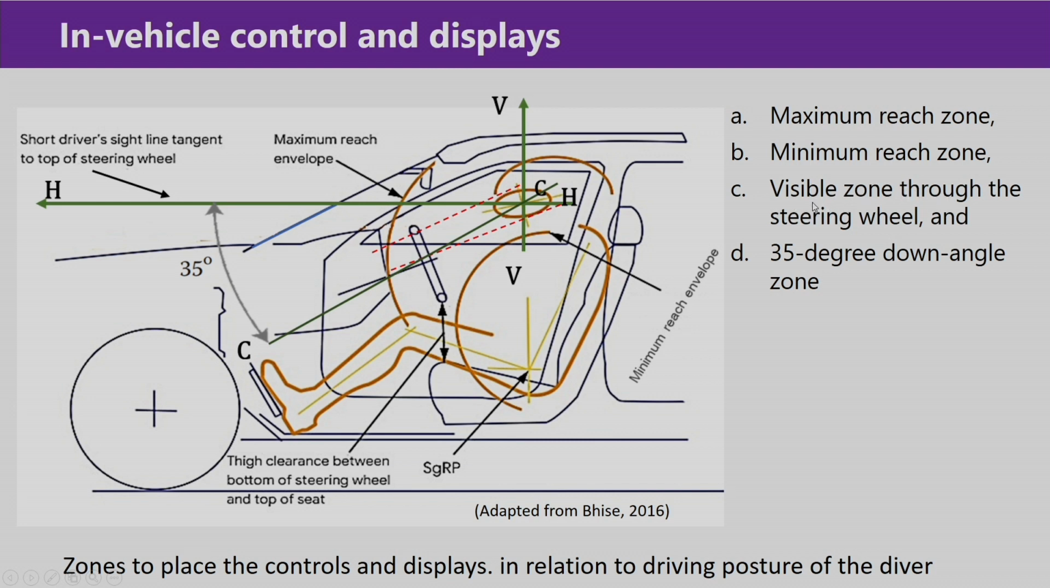Then the next important aspect is the visible zone through the steering wheel. So, the upper part of the steering wheel, through the steering wheel rim and above the steering wheel hub, there is a space through which we can see the instrument cluster. Next is the 35° down angle zone. This is the horizontal line of sight, and below that is the 35° area. So, these are the various zones. Based on these zones we have to decide where we should keep our different types of controls and displays to make the driving experience comfortable, easy and safe.